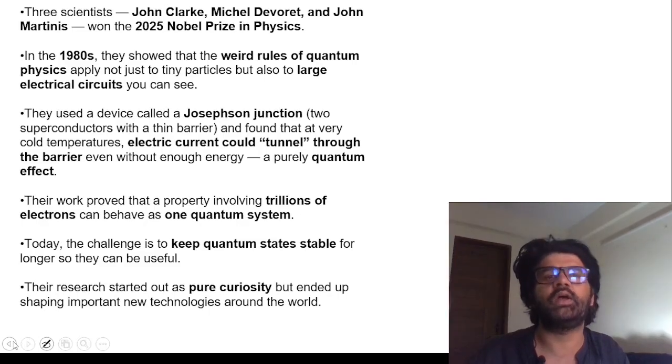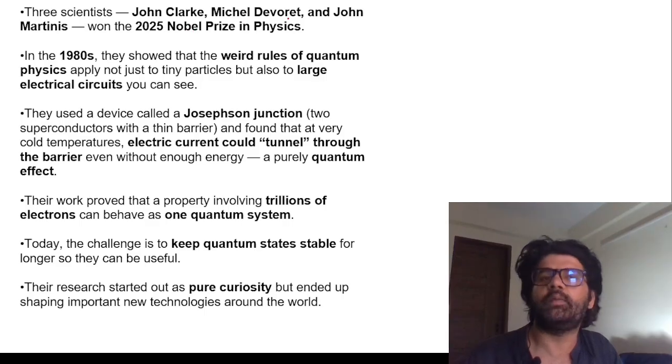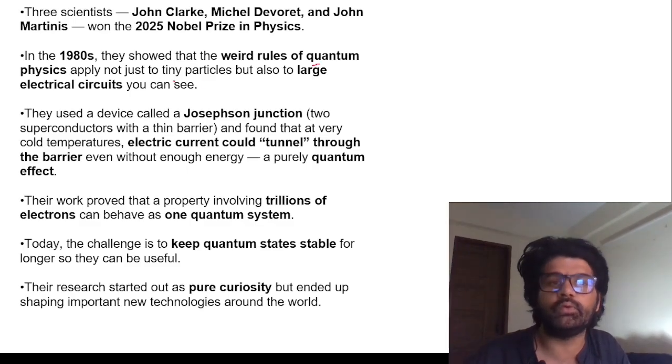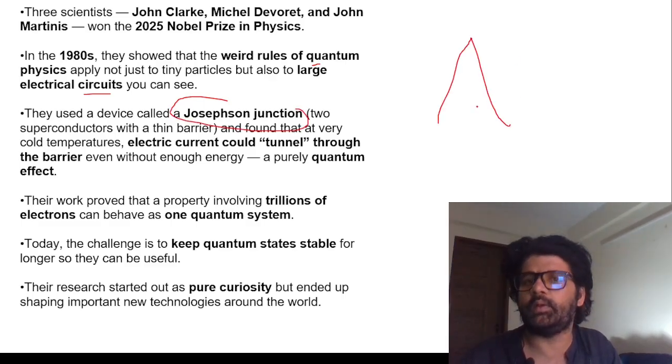Now let's talk about this Nobel Prize in Physics. They are saying John Clarke, Michel Devoret, John Martinis show that quantum physics rules can be applied even to large electrical circuits. They devised a Josephson junction. So generally what happens, let's say there is a hill here.